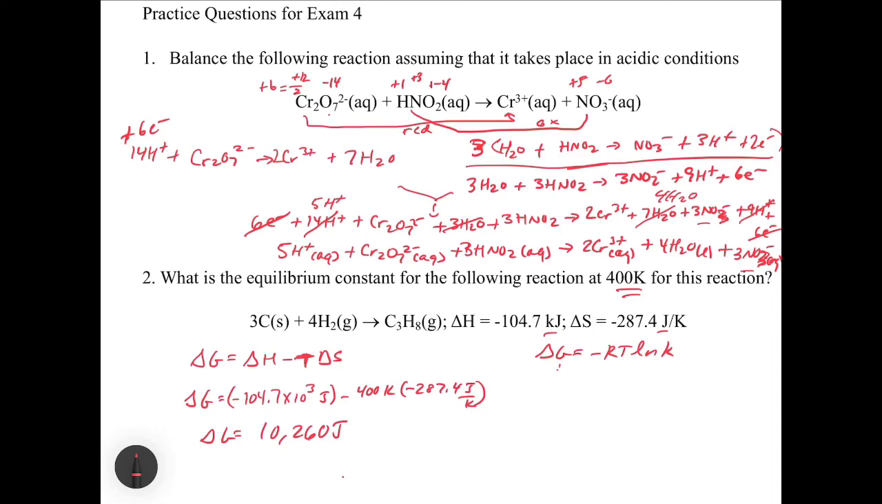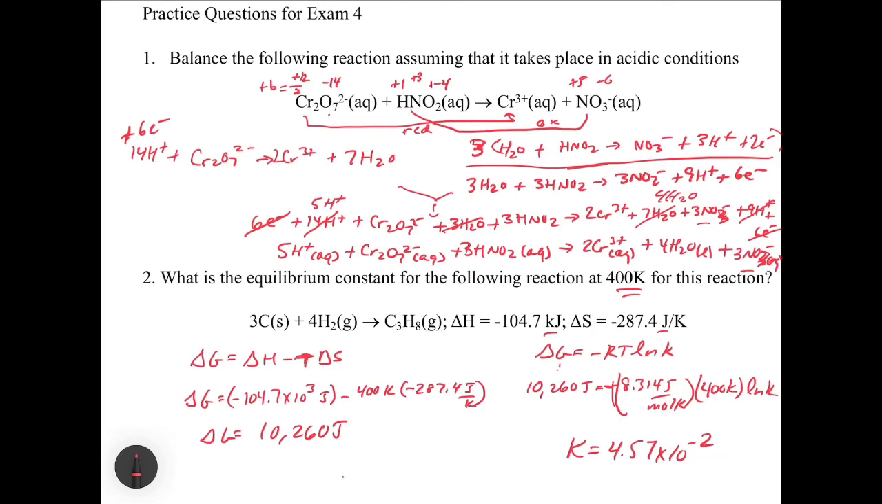And then if you plug that into the delta G expression, you get 10,260 joules is going to equal minus 8.314 joules per mole Kelvin times 400 Kelvin times the natural log of K. So if you solve for K, what you're going to get is 4.57 times 10 to the minus 2.